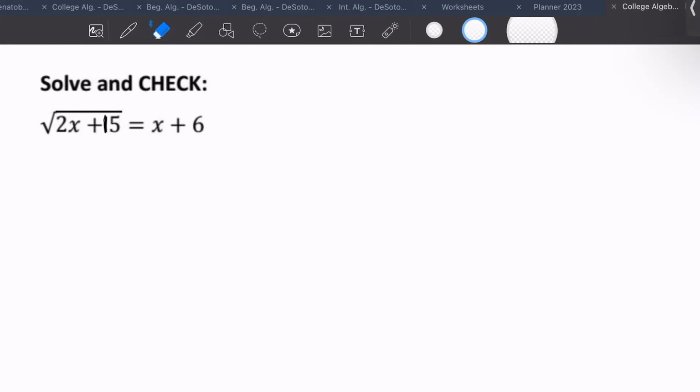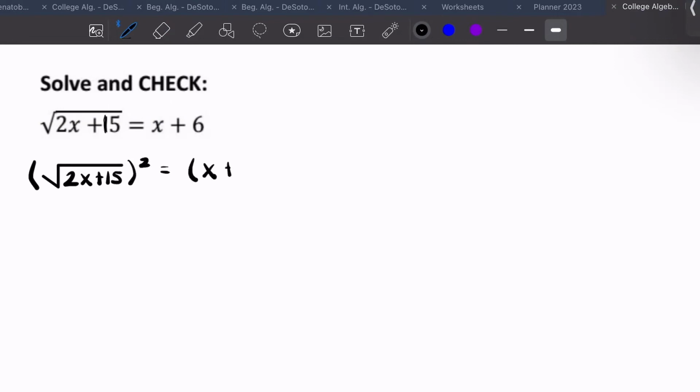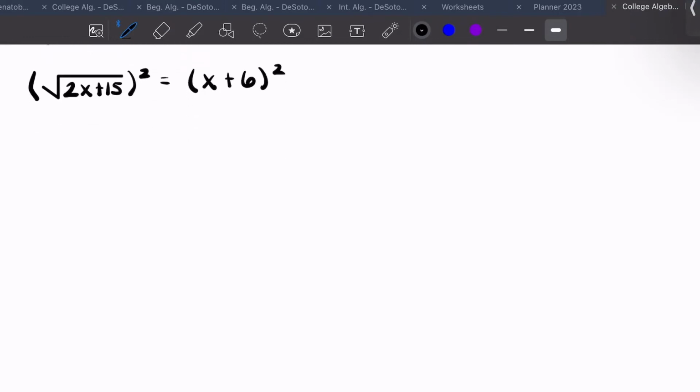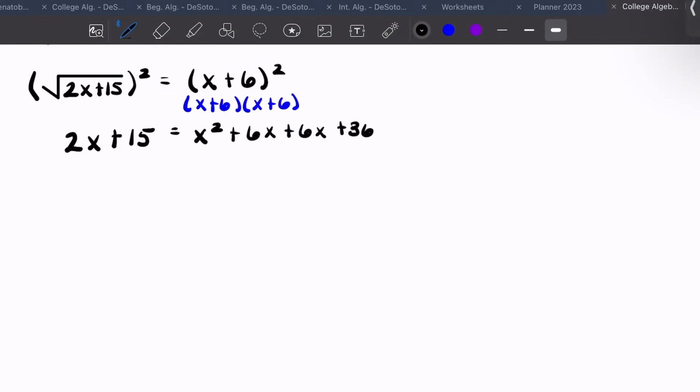All right, so let's do this one. The square root of 2x plus 15 equals x plus 6. So we're going to square both sides because our radical is isolated. Equals x plus 6 squared. When we squared that radical, it got rid of our radical sign. So we just have 2x plus 15 equals, and we did x plus 6 times x plus 6. And we get x squared plus 6x plus 6x plus 36. So we can clean that up a bit and get x squared plus 12x plus 36.